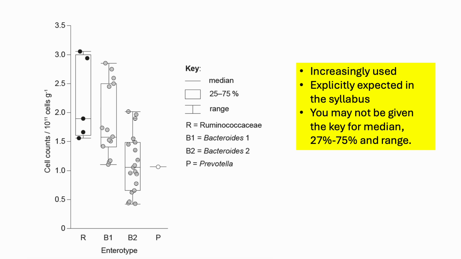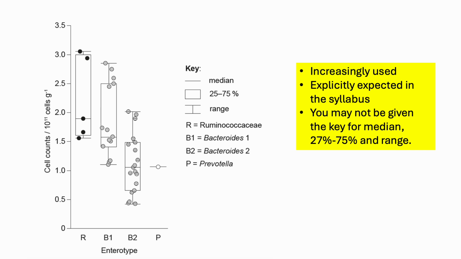This is a box and whisker plot. For the new first exams May 2025 papers, this is explicit within the syllabus. So they're expecting you to know this. They expect you to know that this line across the middle is the median value. They expect you to know that this is the interquartile range going from 25 to 75% of the data. And then you've got the minimum and the maximum, so you've got the full range here.